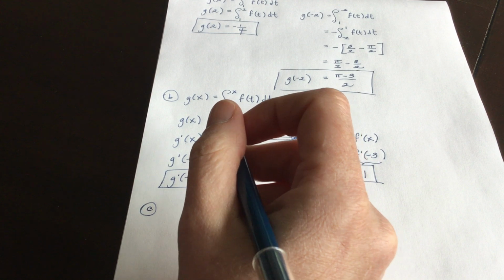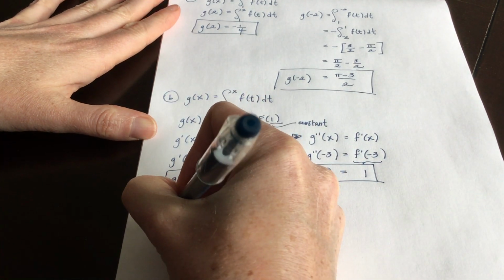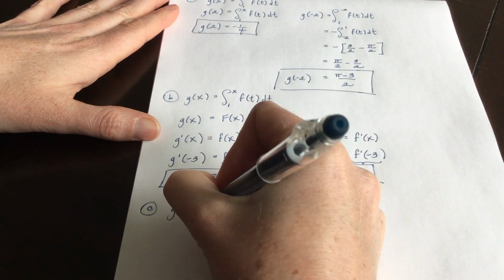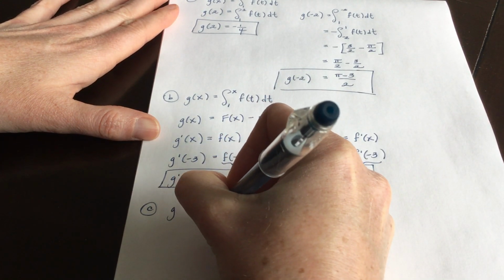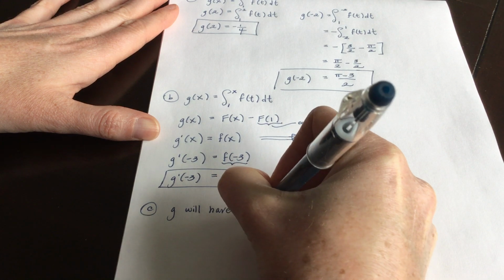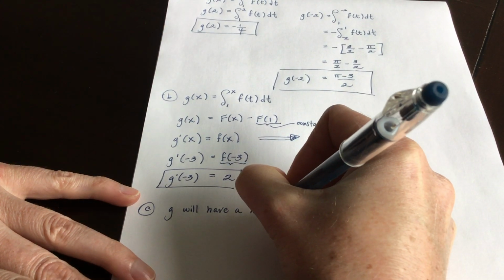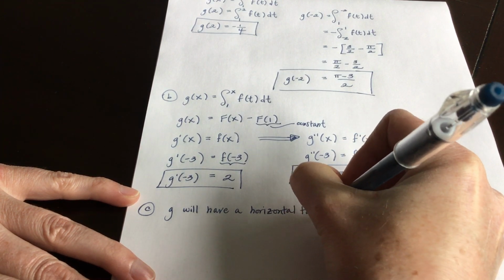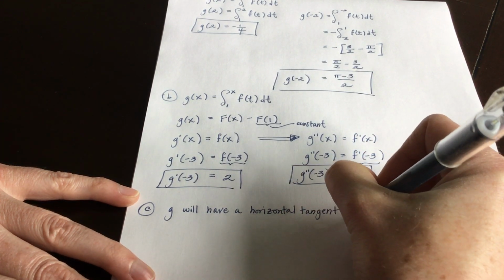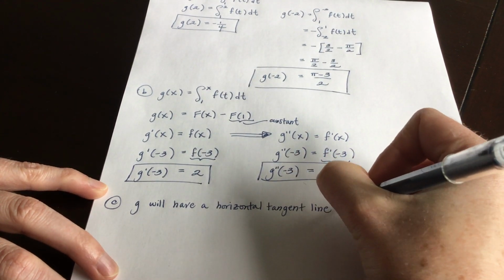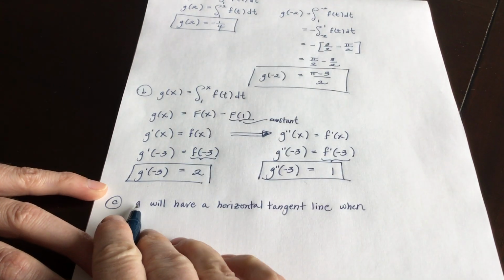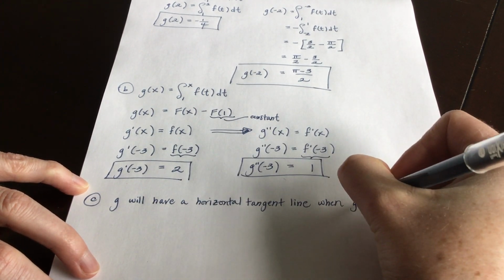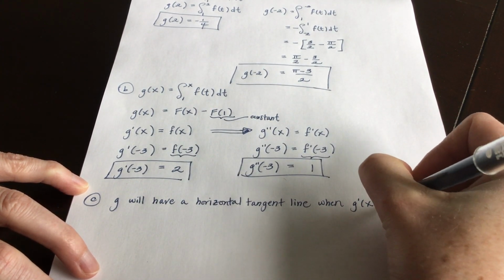So first I'm going to think about, okay, the first thing they asked me, they wanted to know, when will G have a horizontal tangent line? And so let's think that out. So G will have a horizontal tangent line when, and let's just keep it simple, let's just think about G. So that would be when, at any instant, g prime of x is equal to 0.